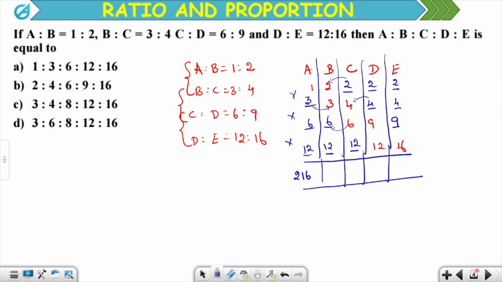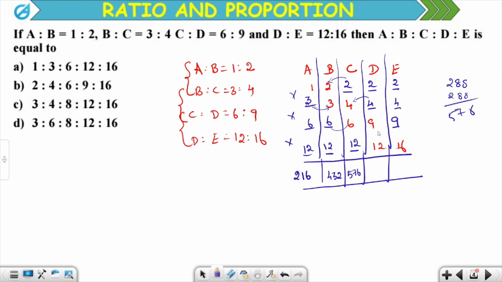Similarly 12 into 6, 72. 72 into 3, 216. 216 into 2, 432. Okay, so 12 into 6, 72. 72 into 4, so 288. So 288 into 2, how much will you get? 576.